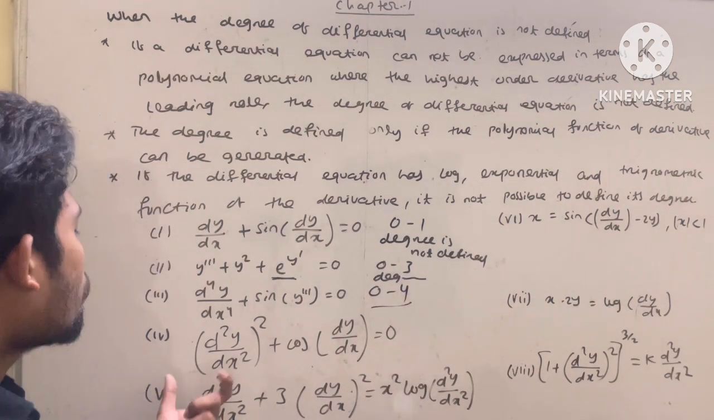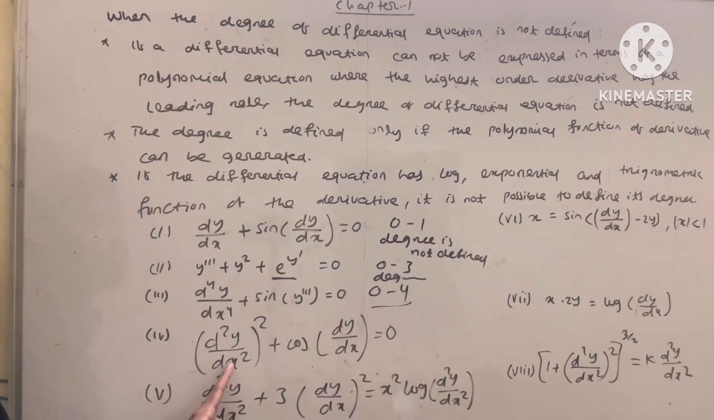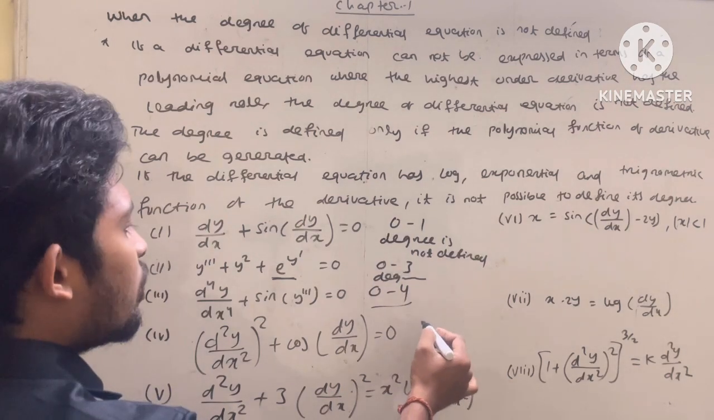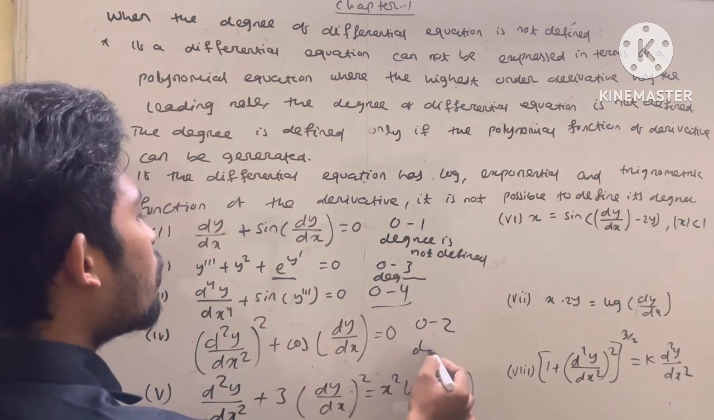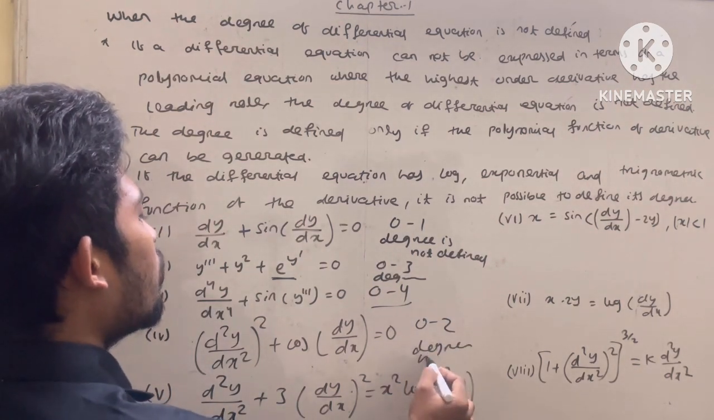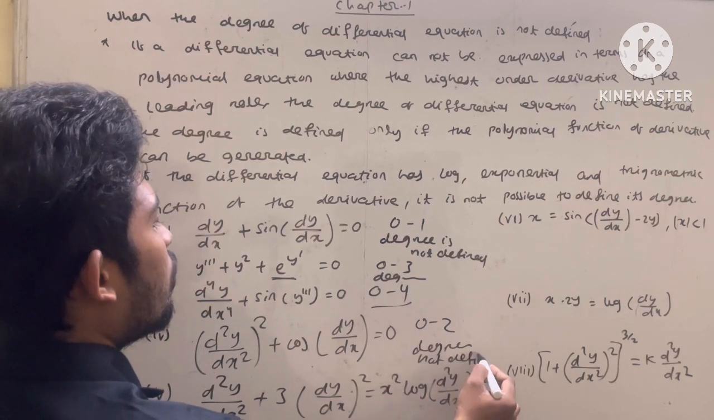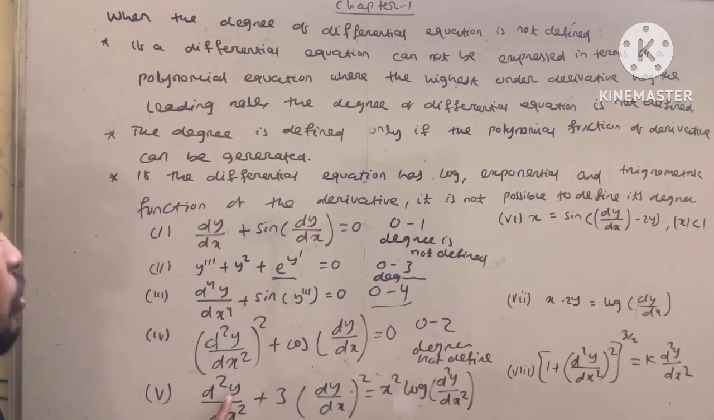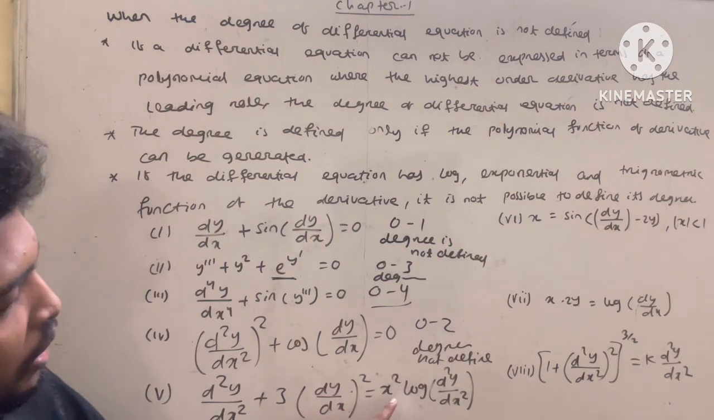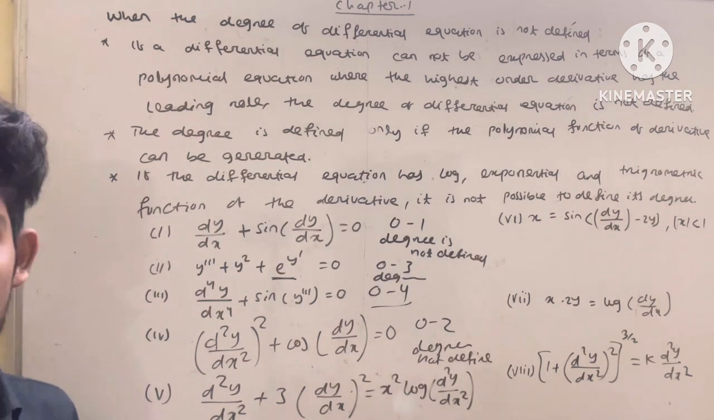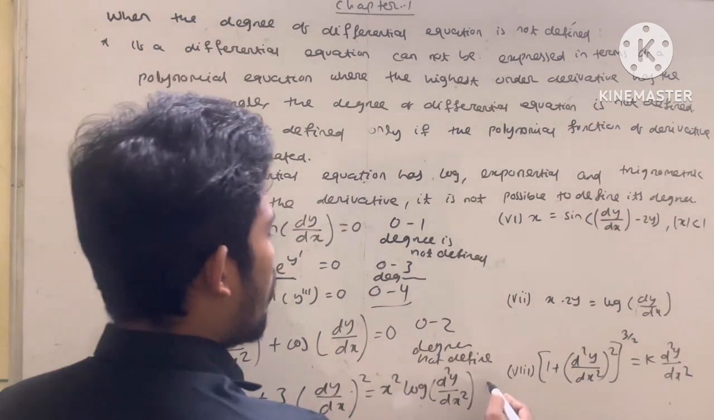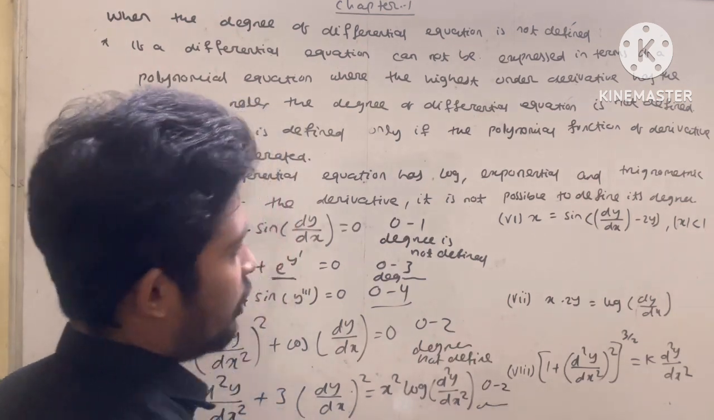In the next one also: d²y by dx² plus cos of dy by dx equal to 0. Here the order is 2, but the degree is not defined. Here also: d²y by dx² plus 3 dy by dx equal to x² log d²y by dx². Here also the order is 2, but the degree is not defined.